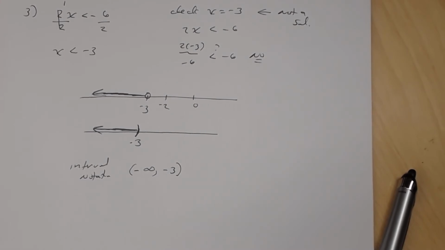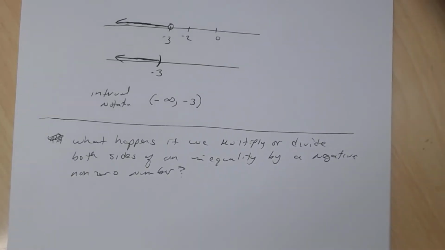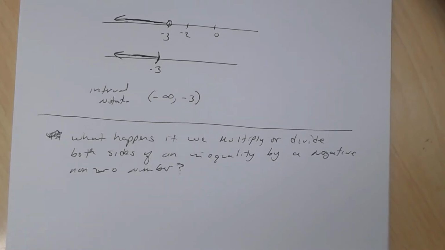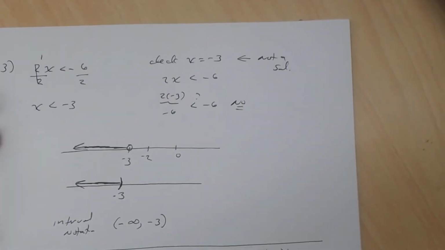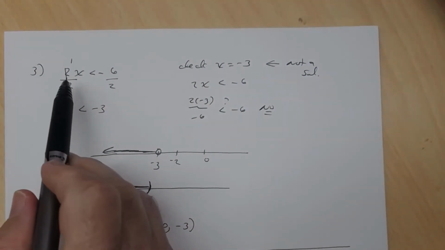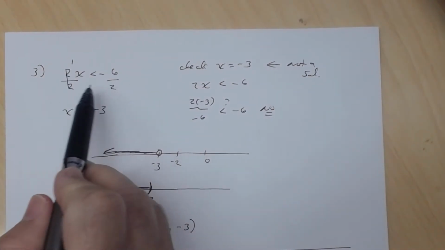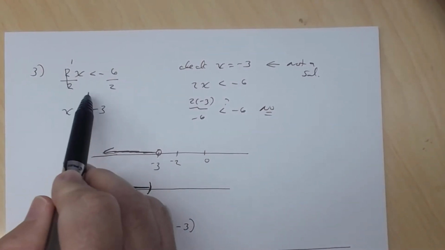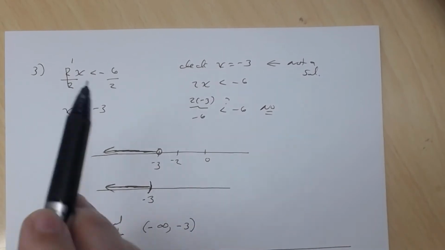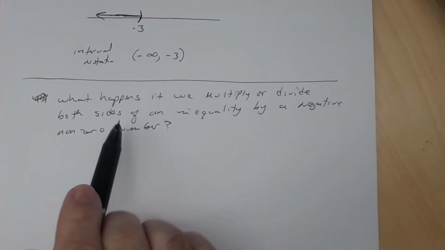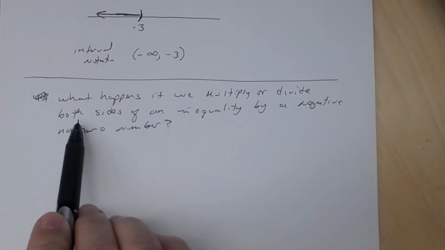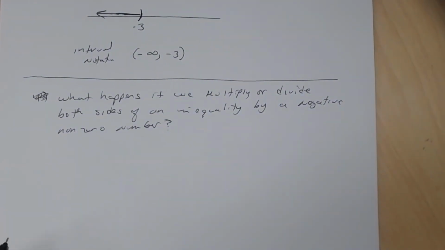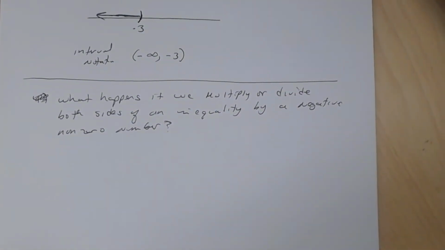Okay, so in number 3, we had solved a linear inequality by dividing both sides by positive 2. And so the next question becomes this: what happens if we multiply or divide both sides of an inequality by a negative non-zero number?